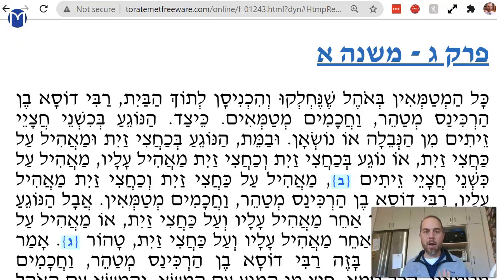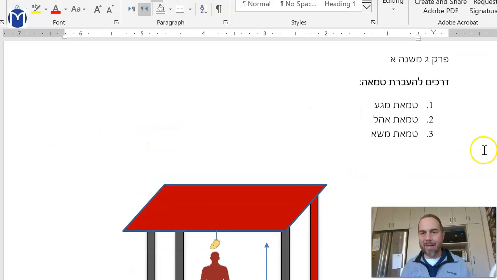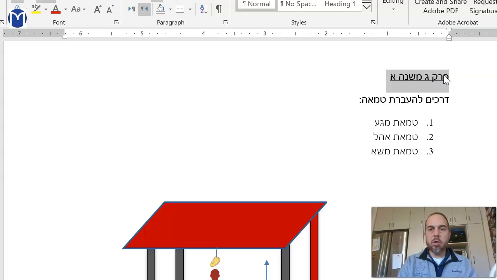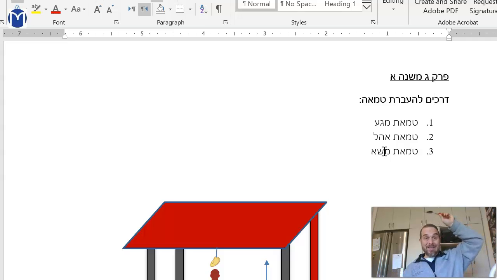So in order to first understand this, I want to introduce you to a different idea. First of all, we learned that there are three ways in order to transfer tumah. One is called tumat maga. Another is tumat ohel and tumat masa. Maga, okay, I'm touching it. Imagine this is part of like a bone or something. Here, I got a bone, okay? Maga, I'm touching it. Ohel, if it's over me, I'm over it.